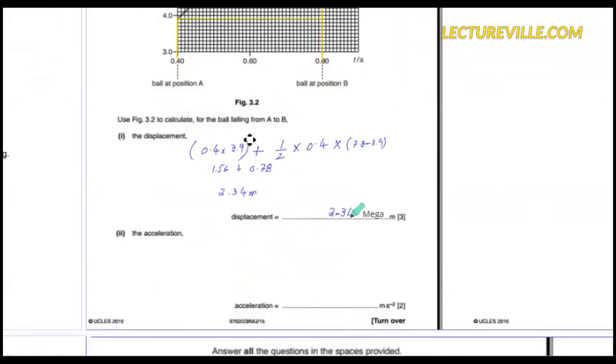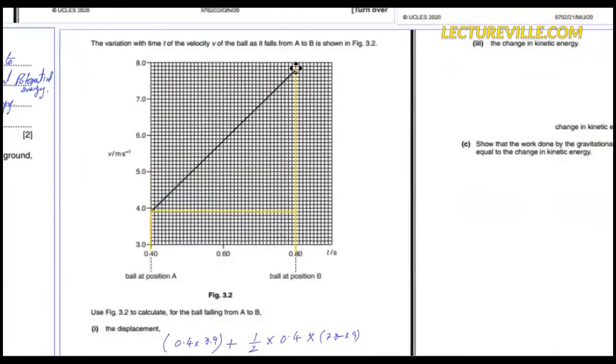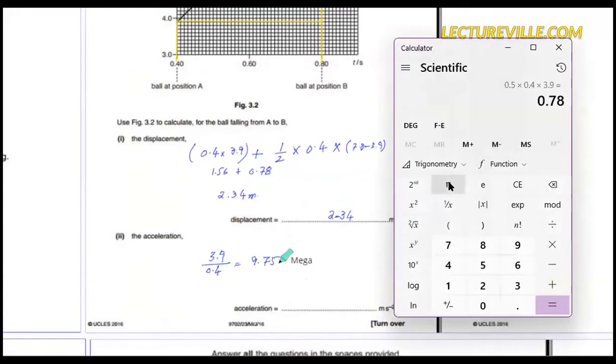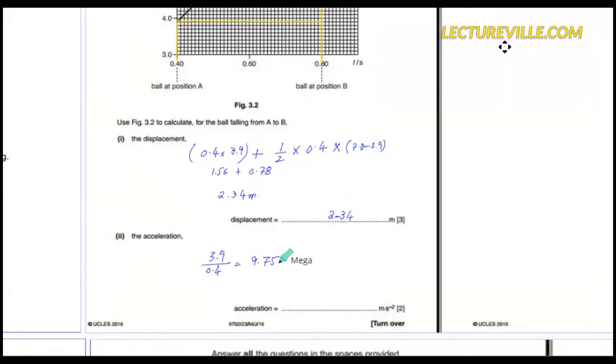The acceleration. Acceleration is rise over run. So it is 3.9 divided by 0.4, so it will be 9.75. Let me check if my calculations are correct. 3.9 divided by 0.4, yes, 9.75, or 9.8 to two significant figures, meters per second squared.